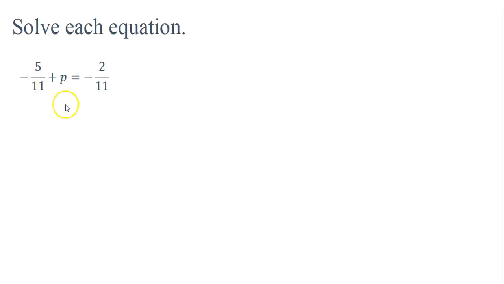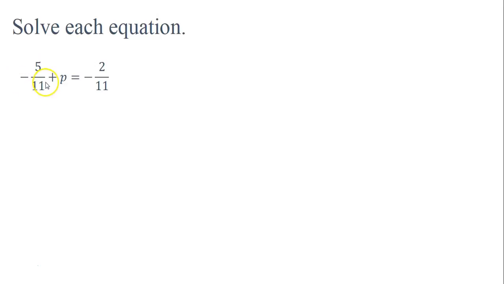Negative 5 over 11 plus p is equal to negative 2 over 11. So what do I need to do to isolate the variable? Now, don't be confused, because do you see that this is being added to p? If I were to subtract, because don't do the opposite of this. You want to do the opposite of what the constant is that we're trying to get rid of.